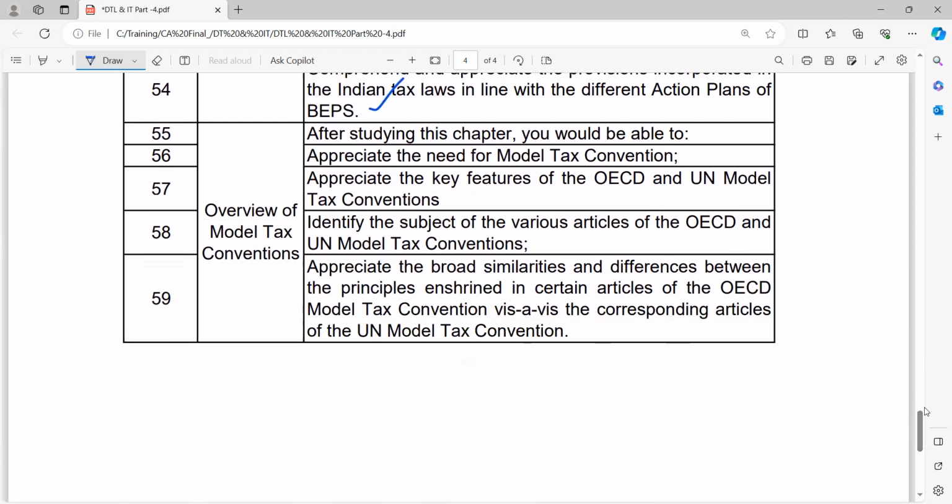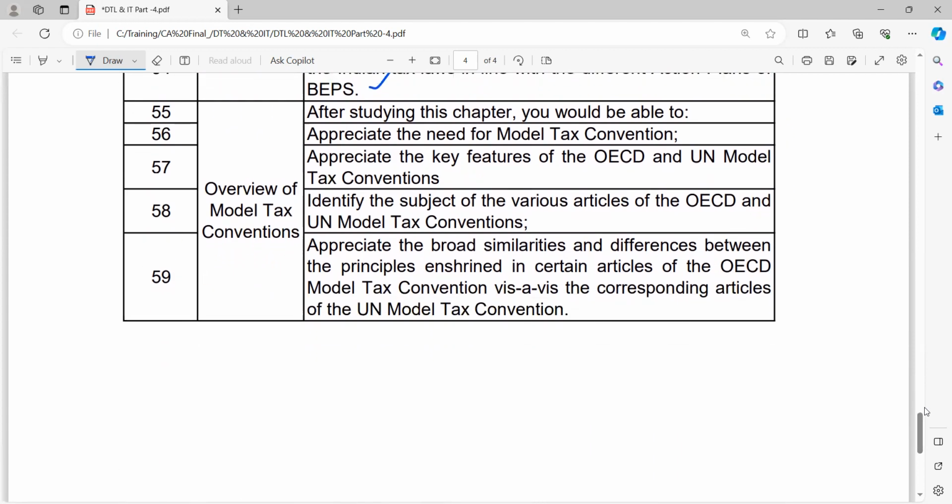Right. Next, from the chapter of overview of model tax conventions. From the chapter of overview of model tax conventions, you can appreciate the need for model tax convention. You can appreciate the key features of OECD and UN model tax conventions. You can identify the subject of various articles of OECD and UN model tax conventions. You can appreciate the broad similarities and differences between the principles enshrined in certain articles of the OECD model tax convention vis-a-vis the corresponding articles of the UN model tax convention, right?